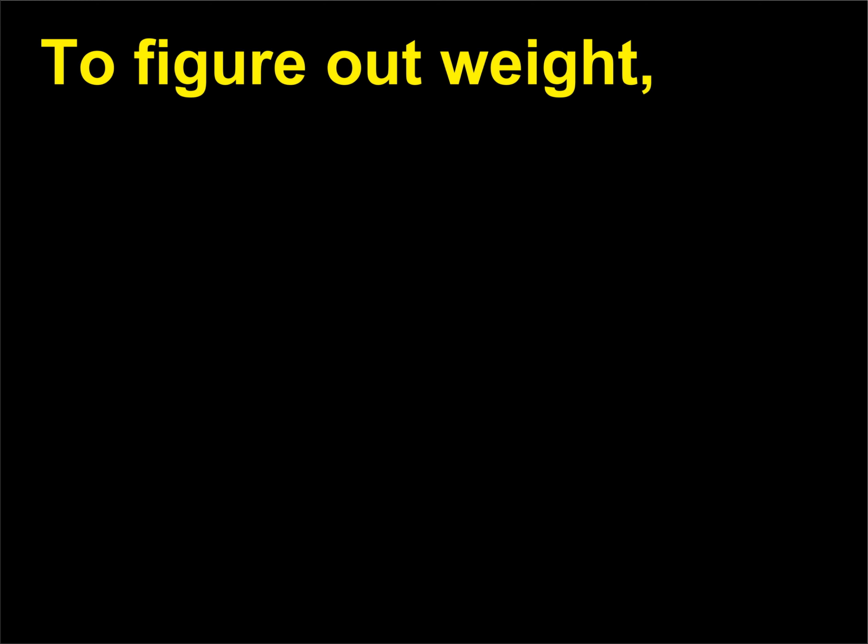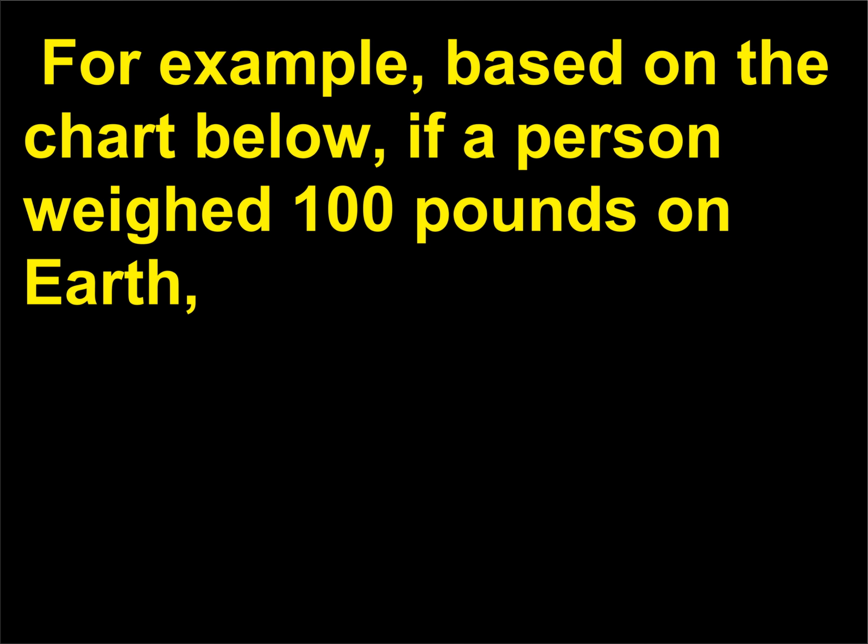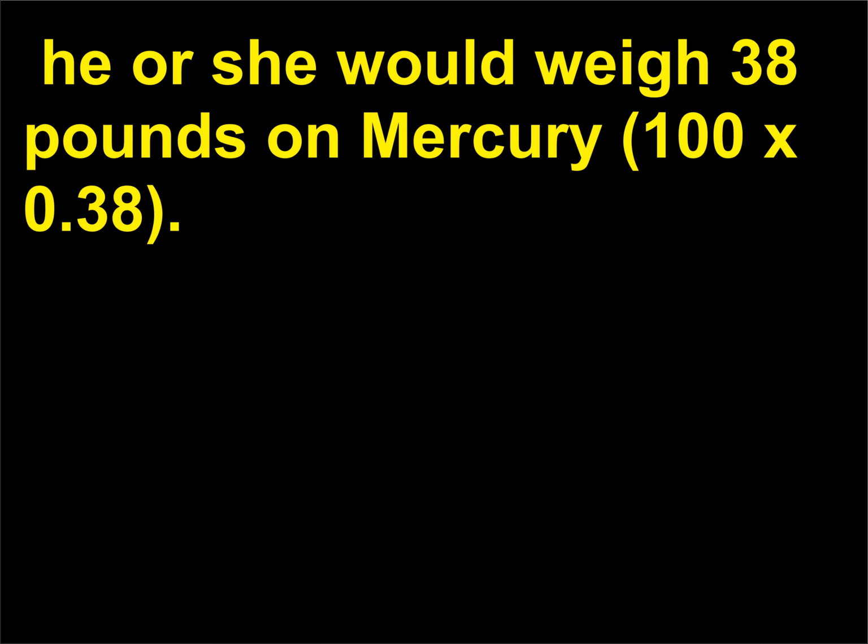To figure out weight, one just needs to know the gravitational pull on another planet, moon, or other space body. For example, based on the chart below, if a person weighed 100 pounds on Earth, he or she would weigh 38 pounds on Mercury, 100 x 0.38.